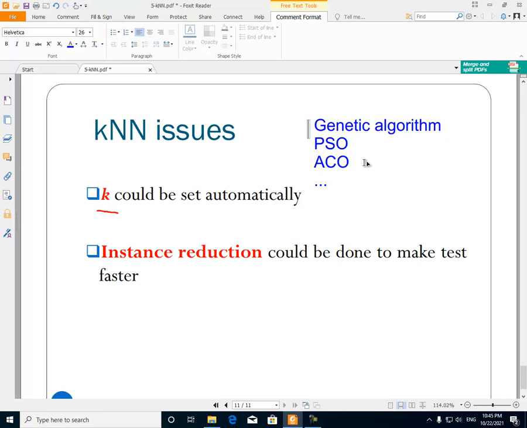So this is an important point that we set here. Instance reduction means, for example, if we have a training data with 1000 data, we could reduce the number of instances to, for example, 200 or 300. So this makes our algorithm much faster.